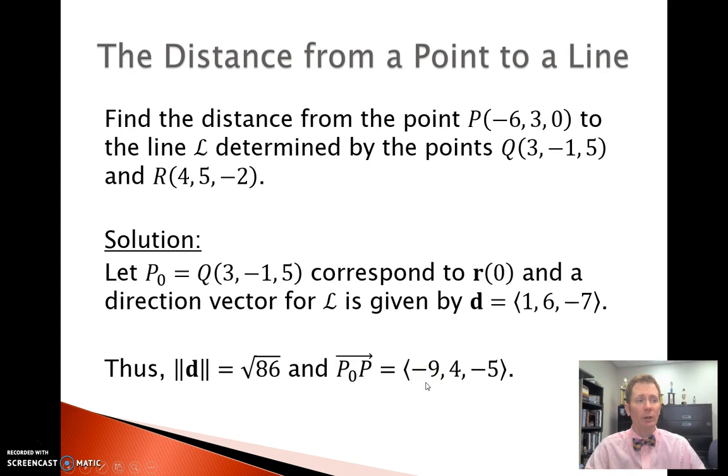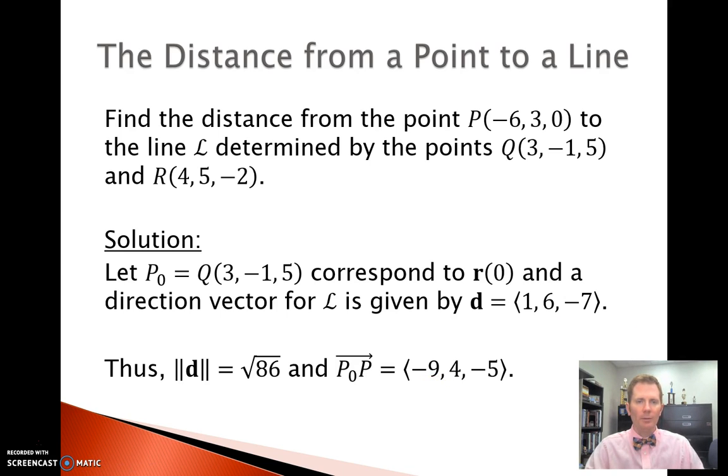And we also formed that other necessary vector P0P by subtracting associated coordinates. And make sure you do subtract in the proper direction here. Finding the direction vector, it actually didn't matter which direction you subtracted, but doing P0 to P is going to matter. So that is -6 minus 3, 3 minus -1, and 0 minus 5, and that's where we get -9, 4, -5.